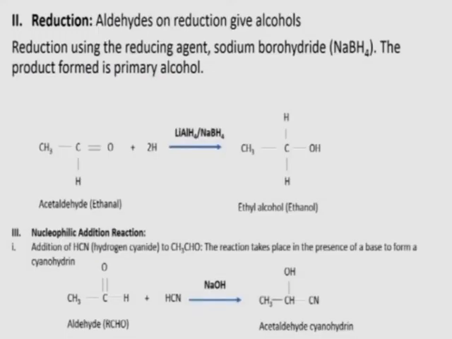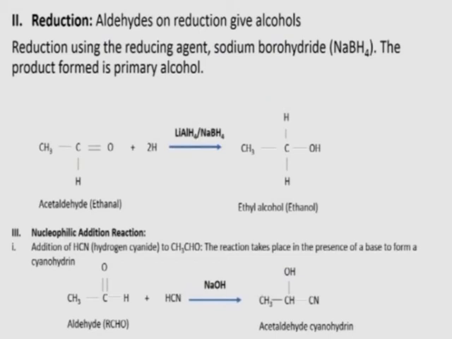Now let's talk about the reduction. When we reduce an aldehyde, it gives alcohol, and when we are using a reducing agent, that is sodium borohydride, the aldehyde gets reduced in presence of sodium borohydride to alcohol. For example, acetaldehyde, when it gets reduced using sodium borohydride, or you can also have a reducing agent that is lithium aluminum hydride, gets converted to ethyl alcohol, or we can also call it ethanol.